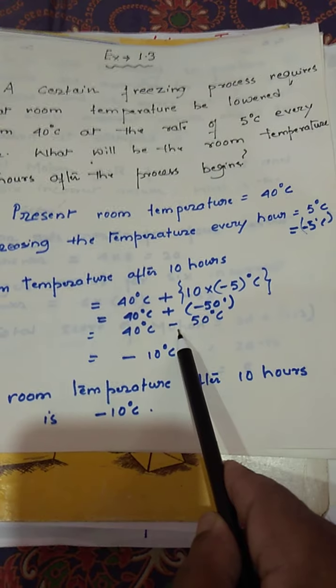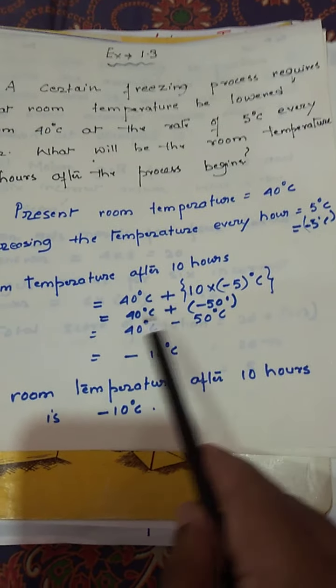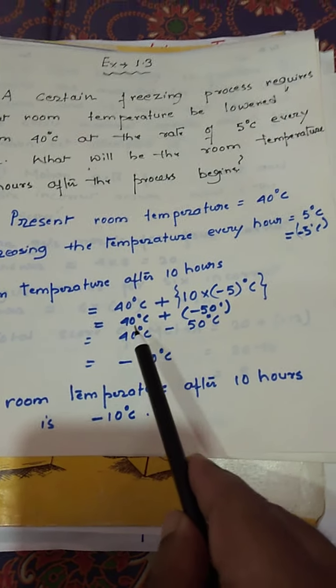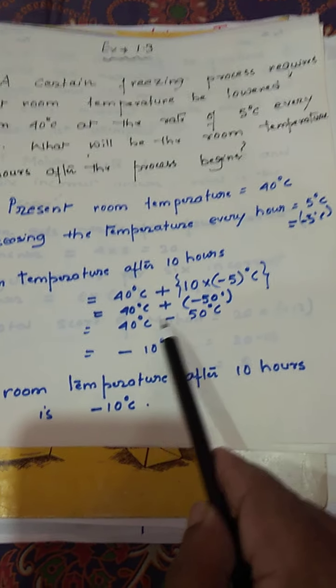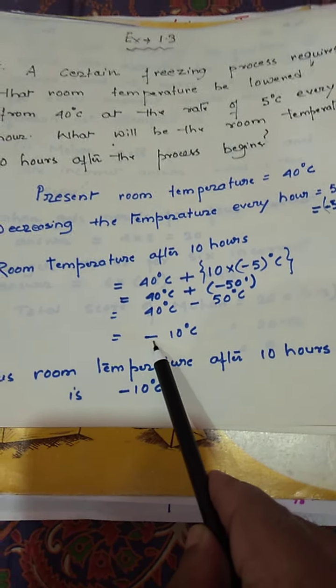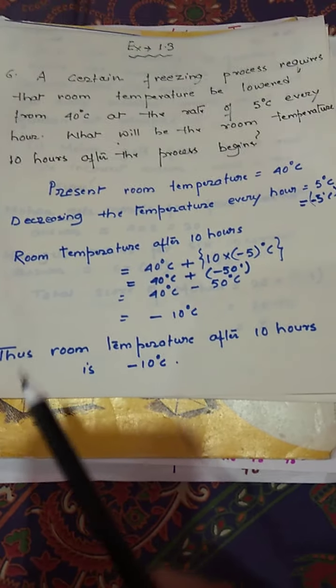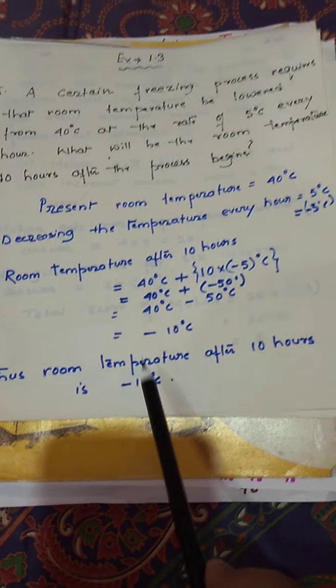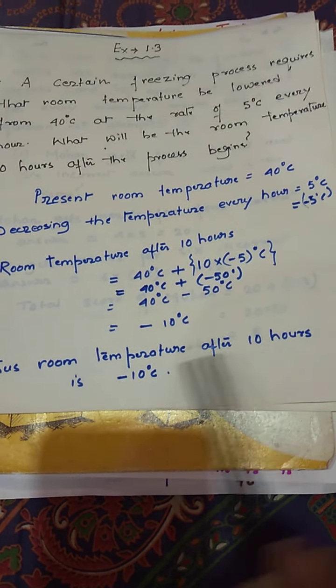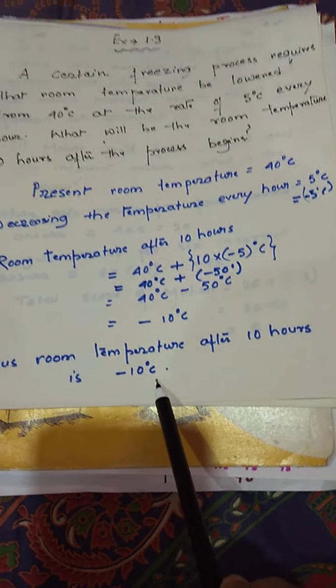Plus minus is what, students? Minus. So 50 minus 40 is what? 10. Now which number is greater? 50. Fine. 50 is carrying what sign? Minus. So I have given the minus sign out here. So finally we will conclude the answer as: thus room temperature after 10 hours is minus 10 degrees Celsius.